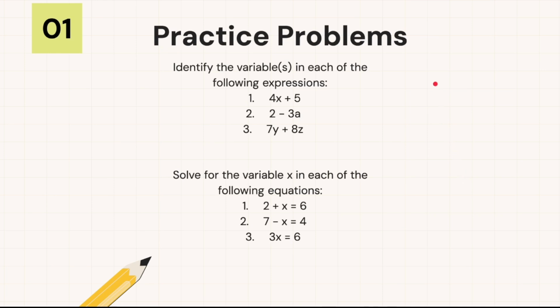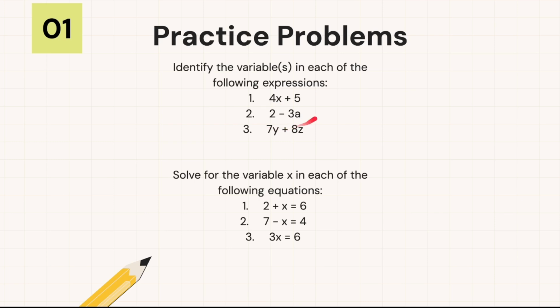Here are some practice problems. We want to identify the variables in each of these following expressions. Remember that a variable is a letter or a symbol that represents an unknown numerical value. So can you look for the letter that is representing a number we don't know in these equations? Over here we have 4x plus 5. The variable we can see is x because it is not represented by any number as of now. We need to find that number, and x is simply representing the unknown value of that number.